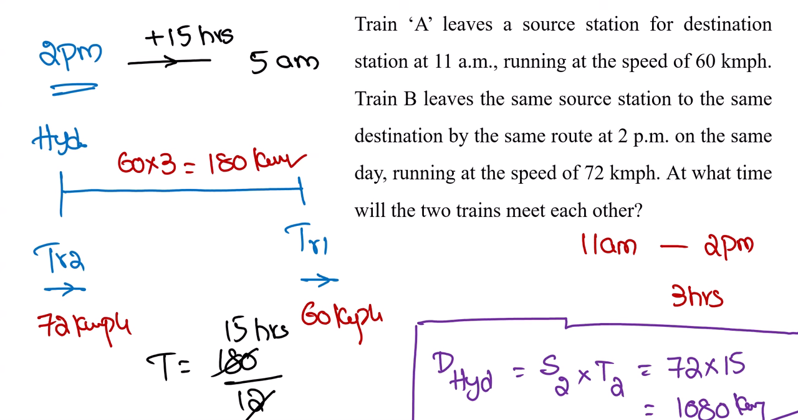No, sir, I'll take train one speed. If you want to take train one speed, S1 into T1, fine. S1 will be 60, but for the time traveled, this one started at 11 a.m., right? Then I have to take 18 hours. Train one started at 11 a.m. Now they meet at 5 a.m. It's 18 hours. Don't take 15. If it is train one, then it will give the same answer, 1080 only.